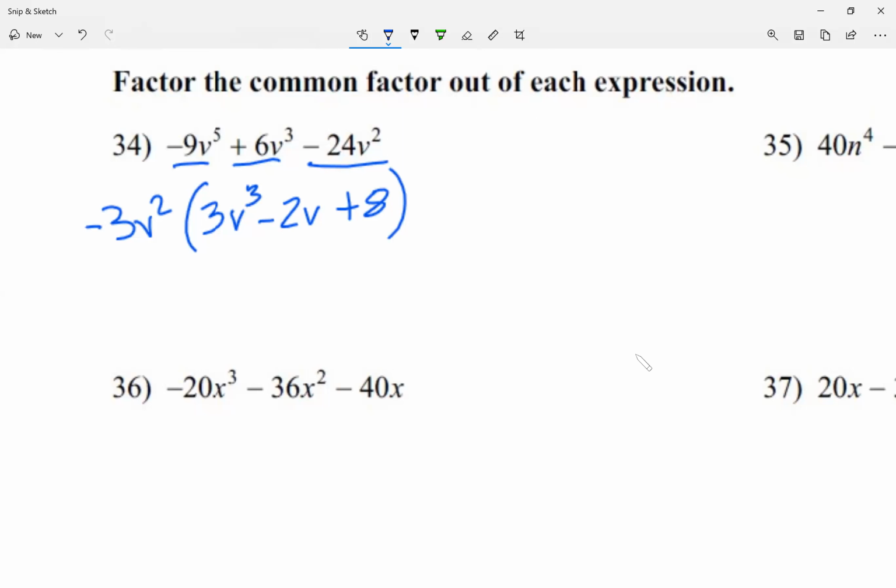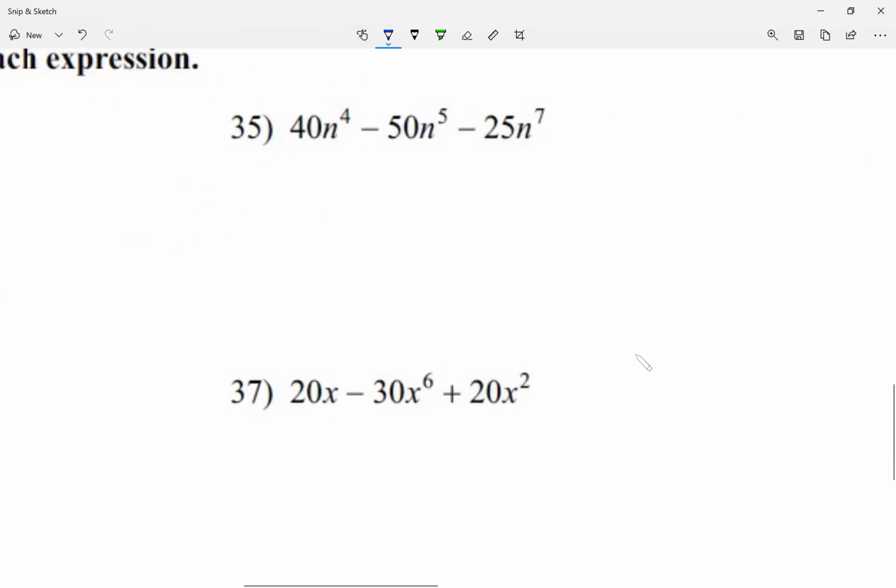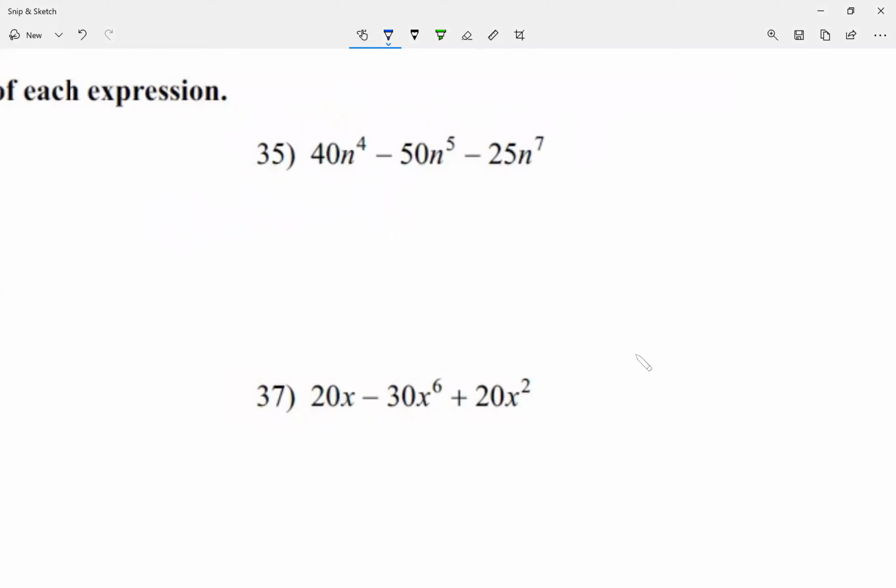Okay. Let's take a look at question number 35. Now these numbers, 40, 50, and 25. What's the biggest number we can divide them all by? Think about it. Okay, so we should say 5. Okay, so I'm going to divide everything by 5.